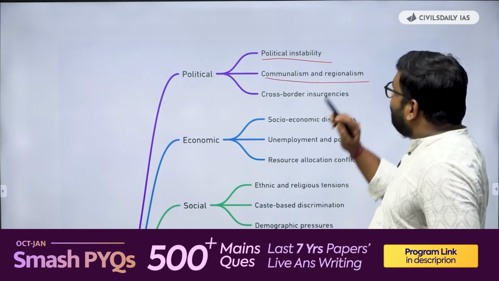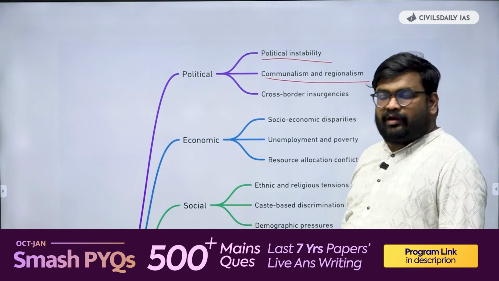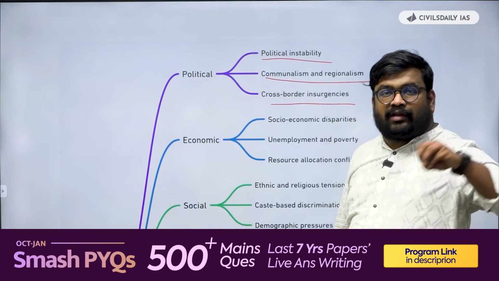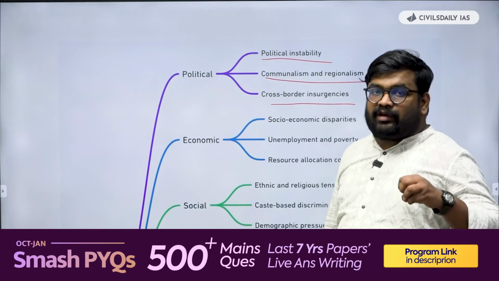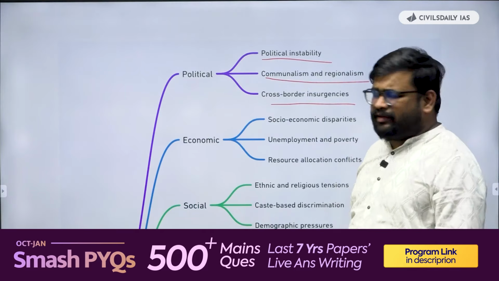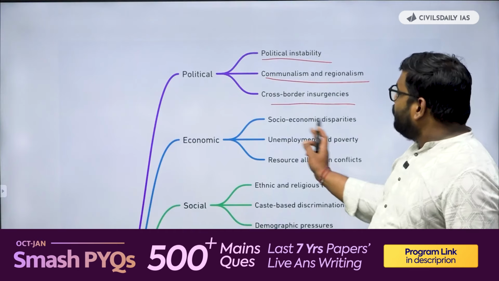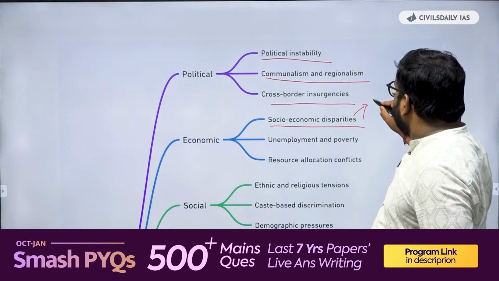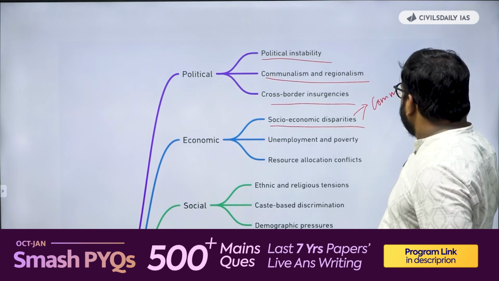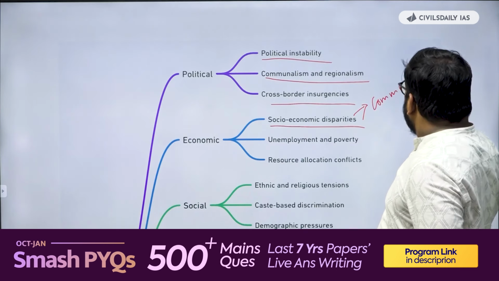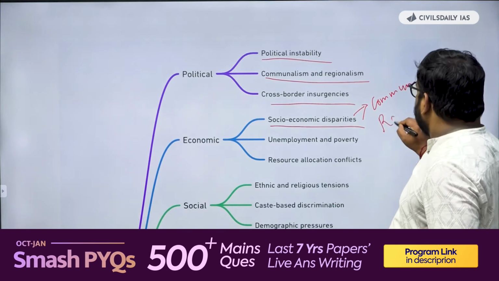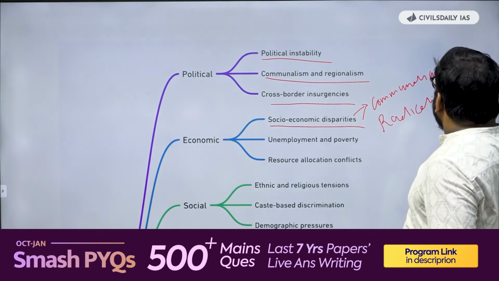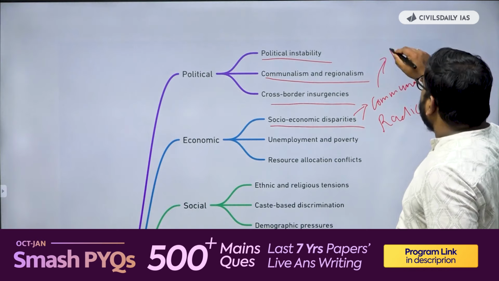Then communalism and regionalism with respect to terrorism, and cross-border insurgencies through Nepal, Bangladesh and Pakistan, again with respect to terrorism. Then from the economic side, socio-economic disparities are again fueling communalism and radicalism or radicalization. You can also use the resource deprivation theory.